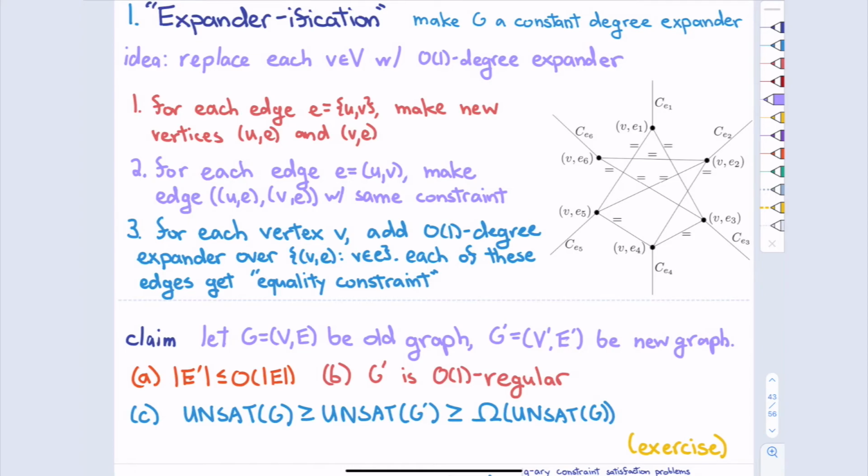We have two edges that were unsatisfied. Since the edges are now broken up, we can partially satisfy some of the edges out of the same vertex.